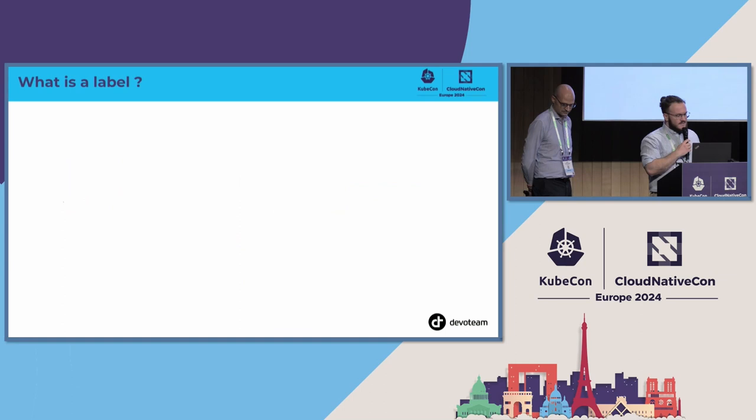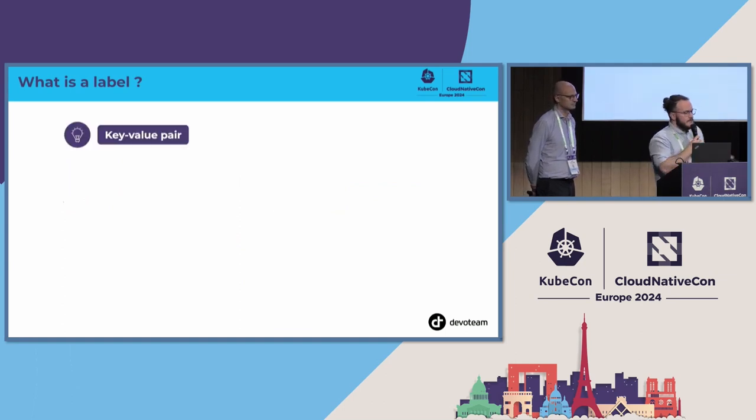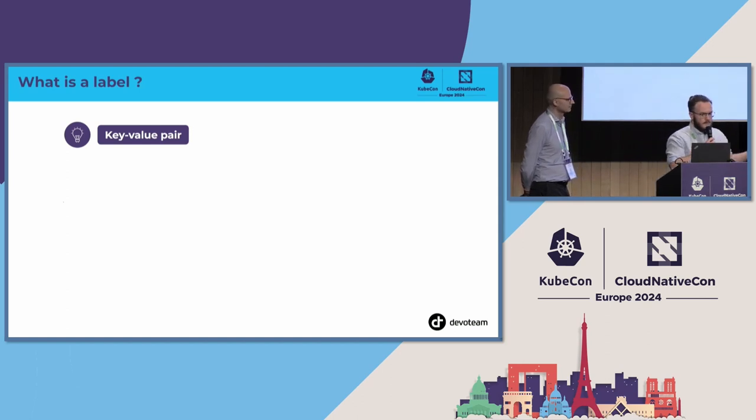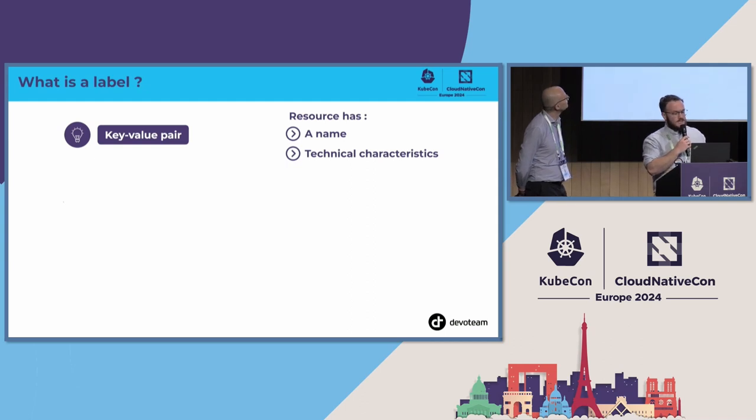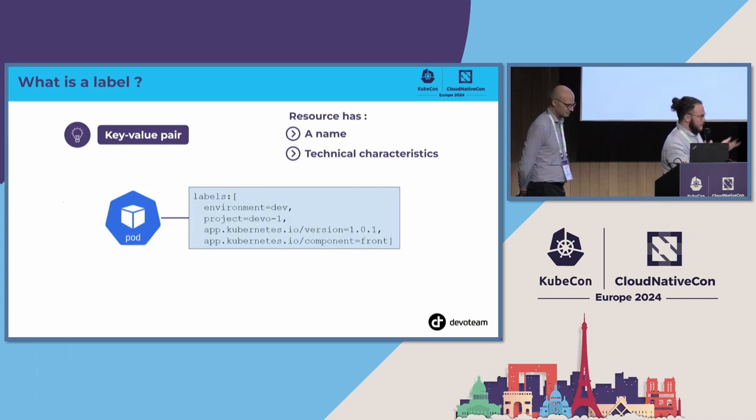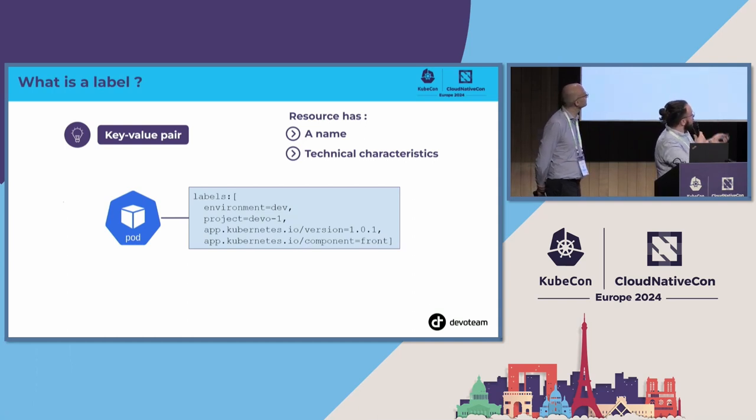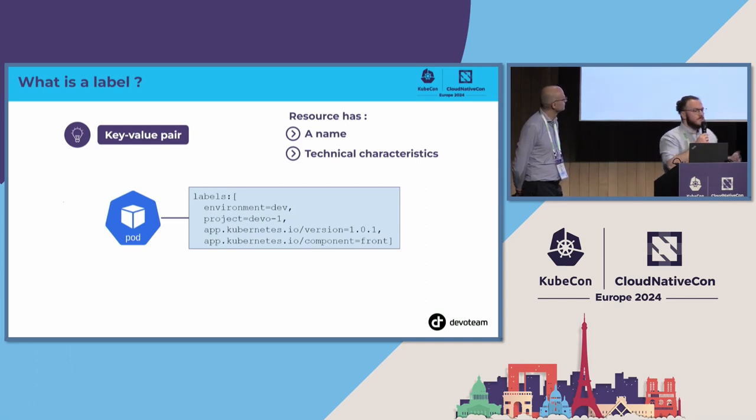So, what is a label? A label is basically a key value pair which is tagged on resources. A resource has a name and technical characteristics, and the label will allow to add functional context to it. For an example, we'll take a pod, because we talk about Kubernetes here. This pod is labeled with environment dev and project devo1, which says that these resources belong to the project devo1 and the development environment.